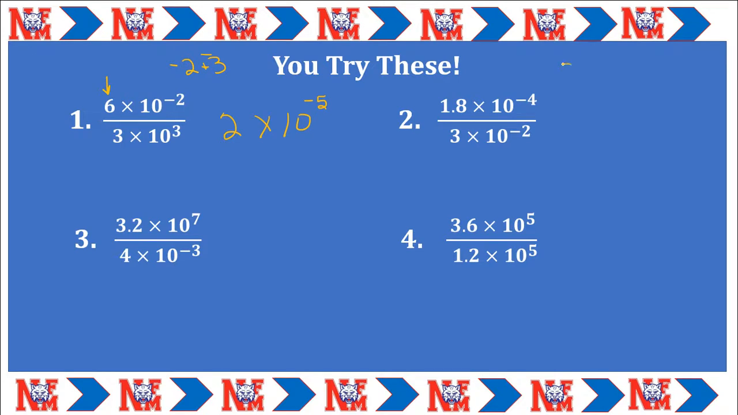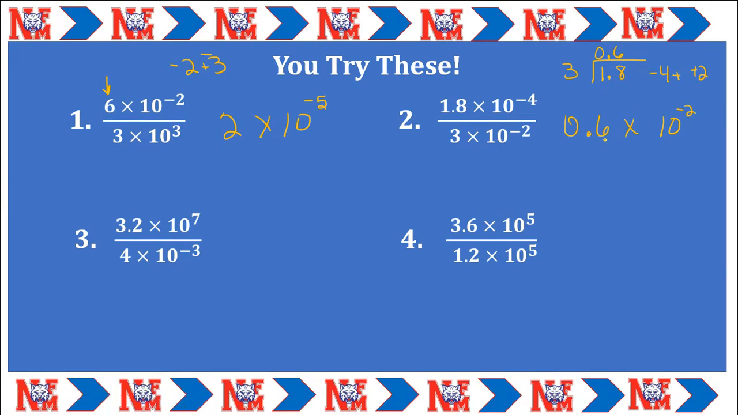Number 2, we have 1.8 divided by 3. So we're going to divide 3 into 1.8. That gives us 0.6. So it's 0.6 times 10. And then we have negative 4 minus negative 2. Keep, change, gives us negative 2.